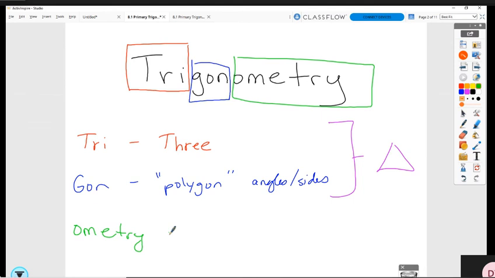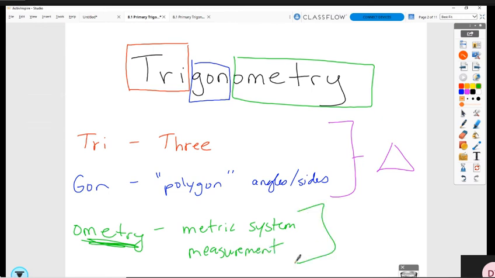You might have heard of other suffixes in school. You know, when you take bio, it's biology. Geography. The suffix ometry refers to the metric system. That metry, it's that metric system. And the metric system is essentially just measurement.